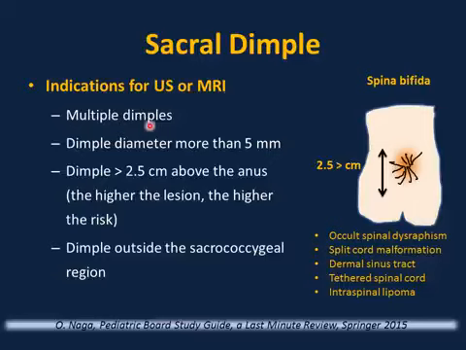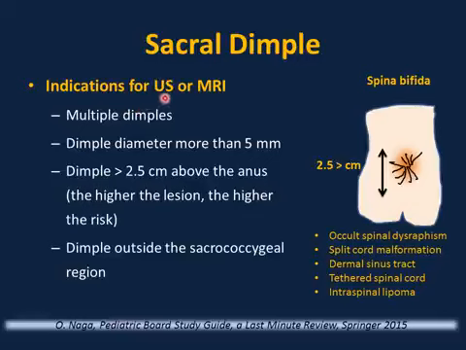If you have multiple dimples, not just one, or the dimple is large, with a diameter more than 5 millimeters, or the dimple is more than 2.5 centimeters above the anus, the higher the lesion, the higher the risk, or the higher the association with any problem. Also a dimple outside the sacrococcygeal region, if it's outside, not in the middle.